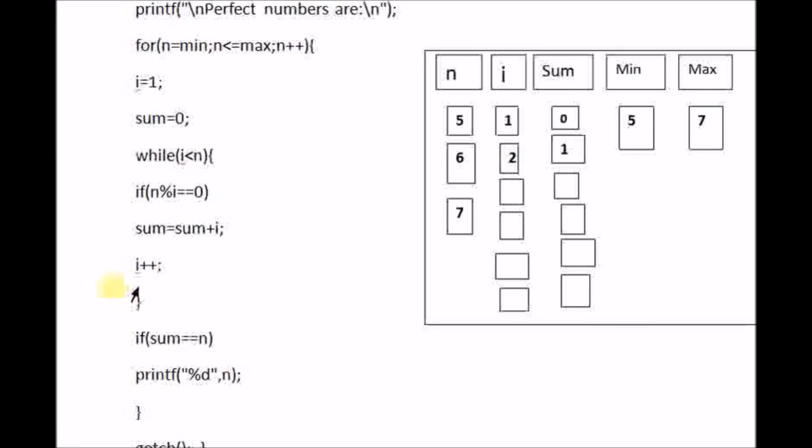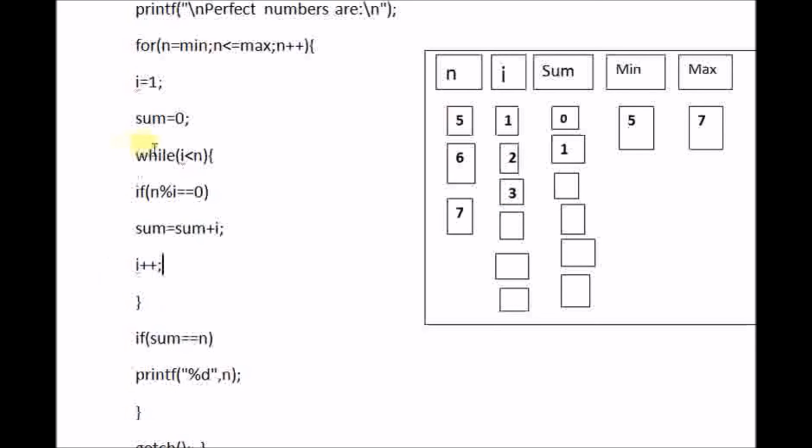Okay. Control comes back to while. 2 is the new value of I. 2 less than 7? Yes, the condition is true. Control goes inside. Is 7 divided by 2 equal to 0? No, right? The condition is false. We don't get the remainder of 7 divided by 2 as 0. So this statement will not get executed. Control moves here, I plus plus. I gets incremented to 3.